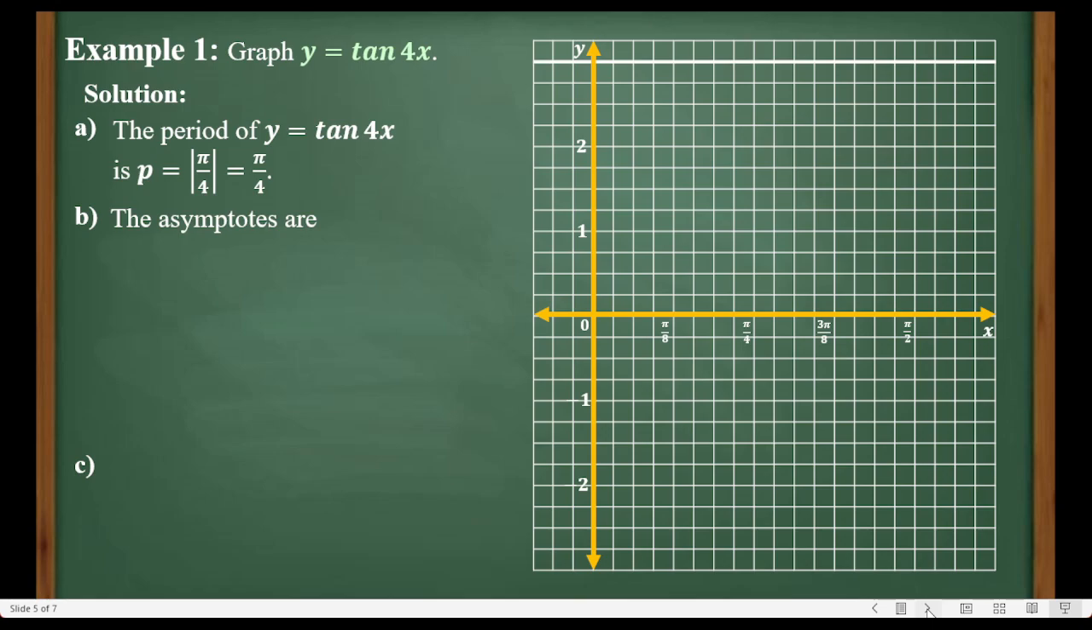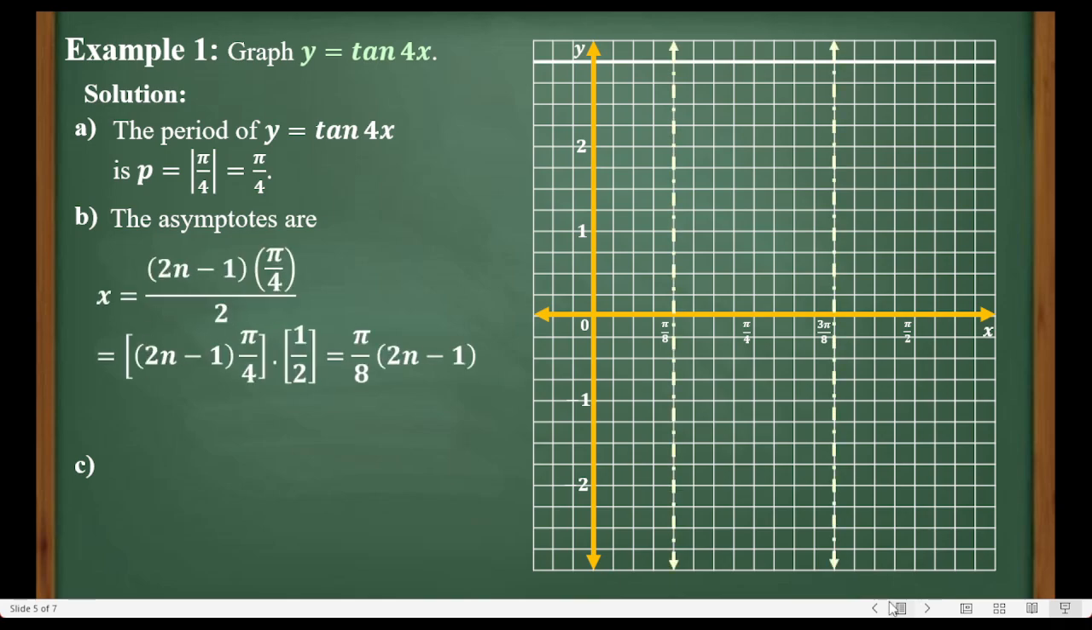Then for letter B, the asymptotes occur at the coordinate x, which can be determined by the formula, substituting the necessary values. So we have x equals the quantity 2n minus 1 times p all over 2. So this is the period. Then we simplify the result. We have pi over 8 times the quantity 2n minus 1. Again, n represents an integer.